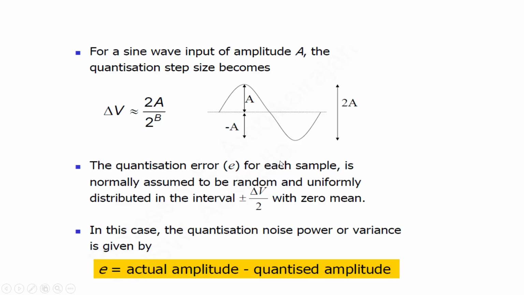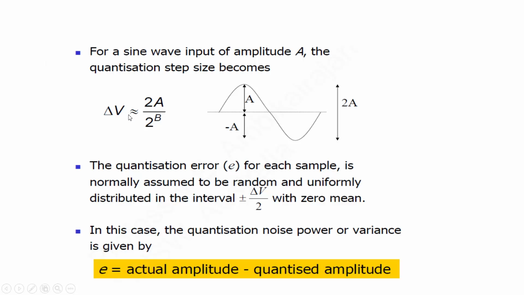Now, in this slide we will try to look at what the quantization noise actually is. What is the value of the quantization noise power? Let's take the case of a sine wave. For a sine wave input of amplitude A, the quantization range becomes the full range from the positive peak of the sine wave to the negative peak. It is 2A. How many bits will be required to code the sample? Let's say it is B bits.